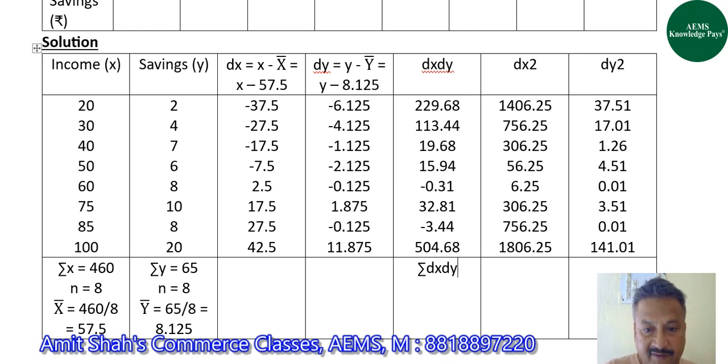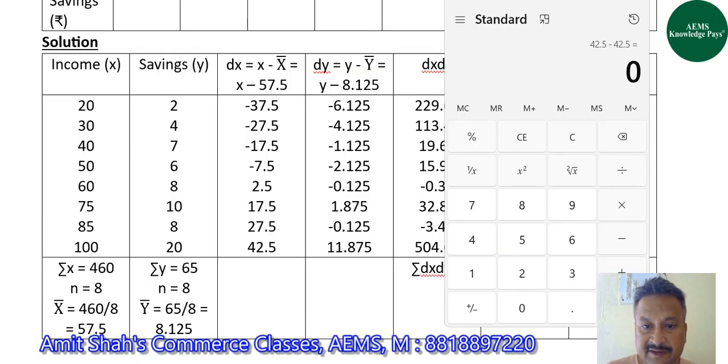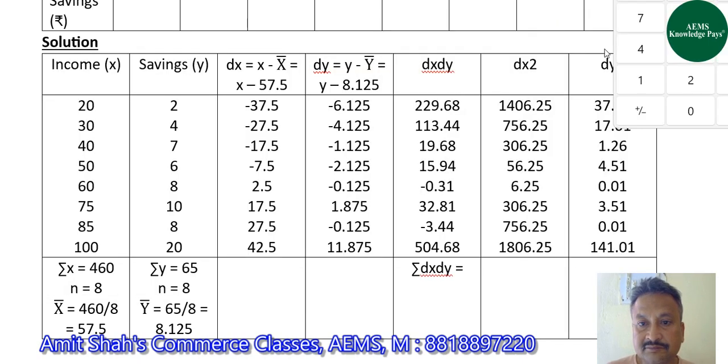The summation dx dy is the sum total of these items: 229.68 plus 113.44 plus 19.68 plus 15.94 minus 0.31 plus 32.81 minus 3.44 plus 504.68. That is 912.48.